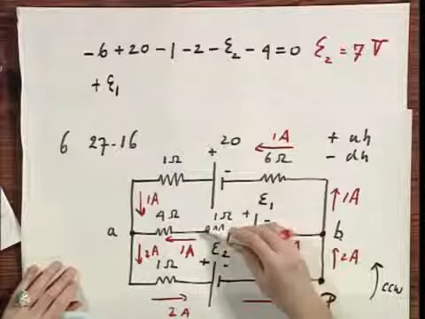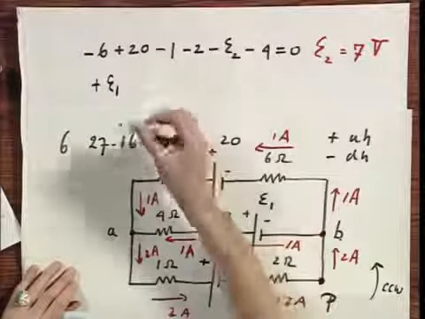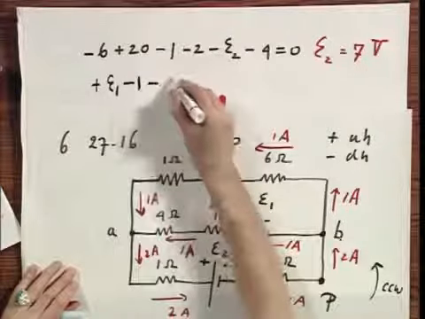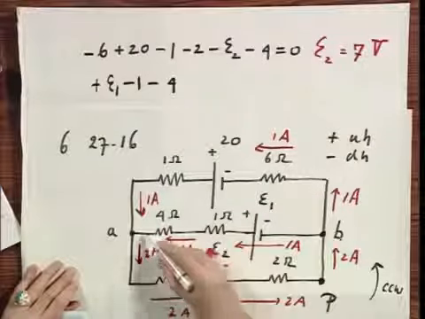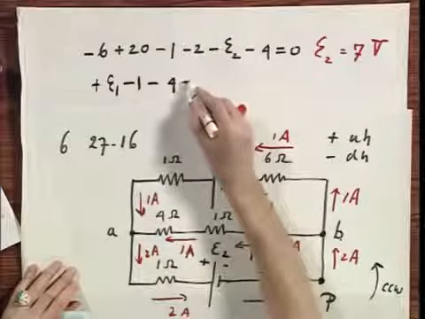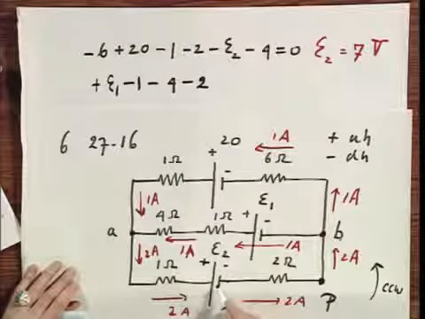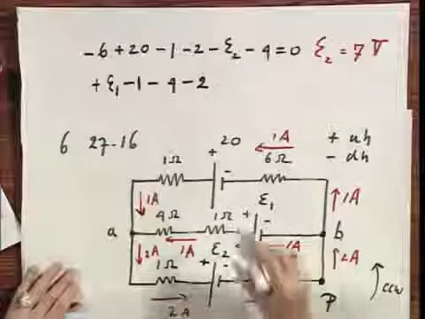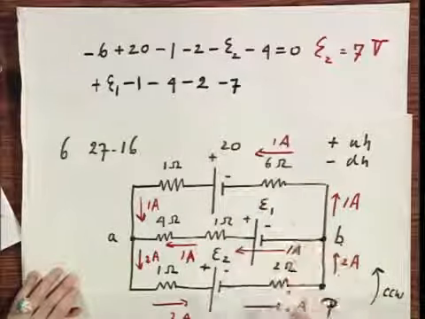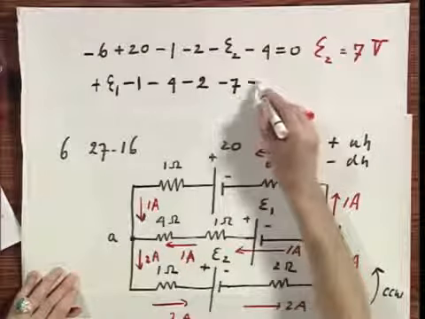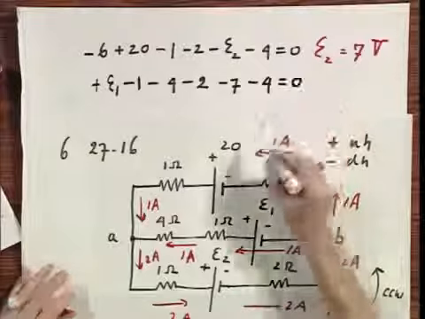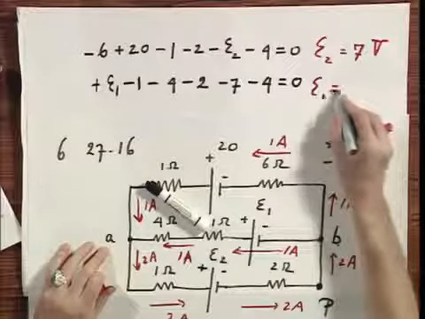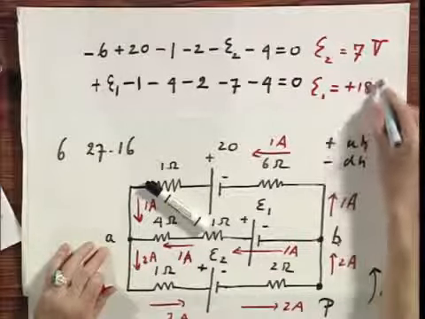Here I have 1 ampere going through 1 ohm. I go downhill in potential, minus 1. Here I go 4 volts down in potential, minus 4. I come around here, I go 2 volts down in potential, minus 2. Here I see E2. I go down in potential, 7 volts down in potential. Minus 7. Here I go 4 volts down in potential. Minus 4. And according to Kirchhoff's law, that is 0. And if I did not make a mistake, I find that the EMF of that battery is plus 18 volts.